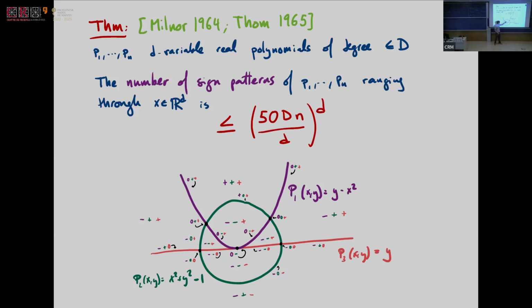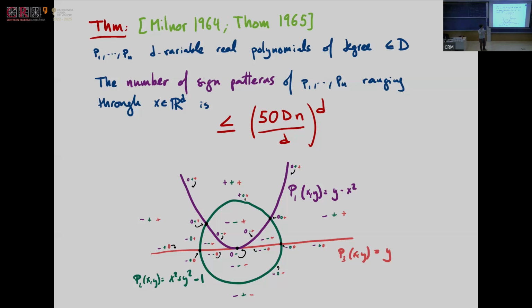So this point should be positive for the first polynomial, negative for the second, and positive for the third one. So you have a number of sign patterns, and this theorem bounds this number of sign patterns. If I remember correctly, the way of proving this is you bound the sum of the Betti numbers. This bounds the number of connected components.